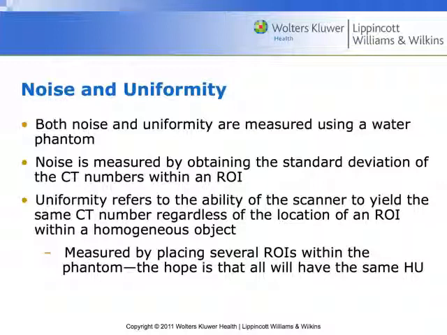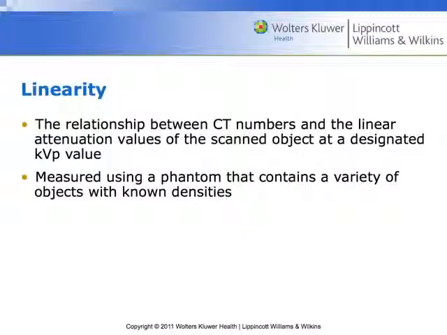Uniformity refers to the ability of the scanner to yield the same CT number regardless of the location of an ROI. So if we have a water phantom, it's just a homogeneous area, and we put ROIs all over the water phantom, they should be measuring close to the same levels, right? Linearity.